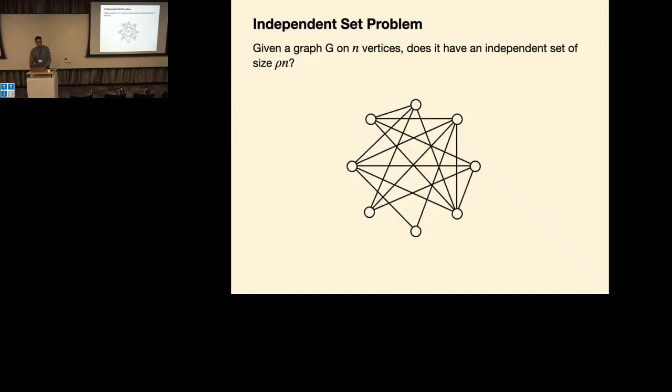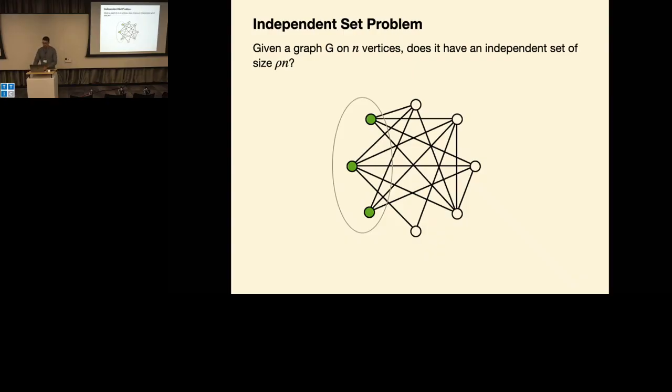Okay, so let's start with the independent set problem. Given a graph on n vertices, does it have an independent set of size rho n? An independent set is just a set of vertices such that no two vertices are adjacent. This is one of the classic NP-complete problems, so it's believed to be hard to solve. It's even believed to be hard to approximate solutions to this problem, and many other variations of this problem seem to be hard to solve.